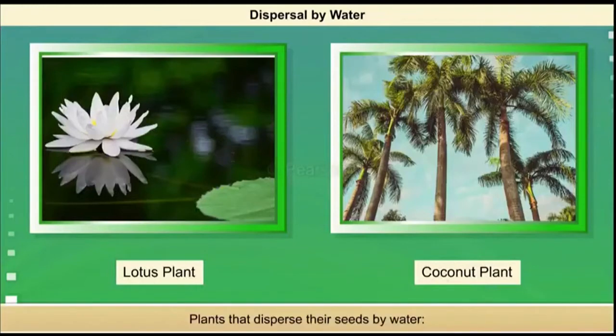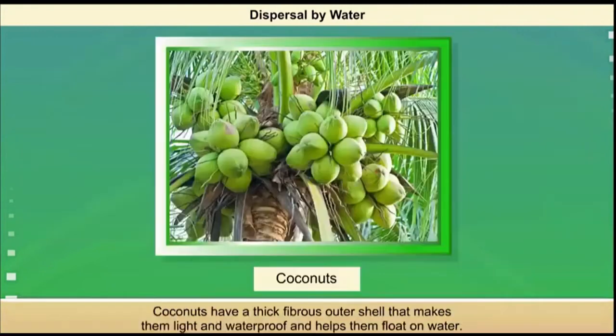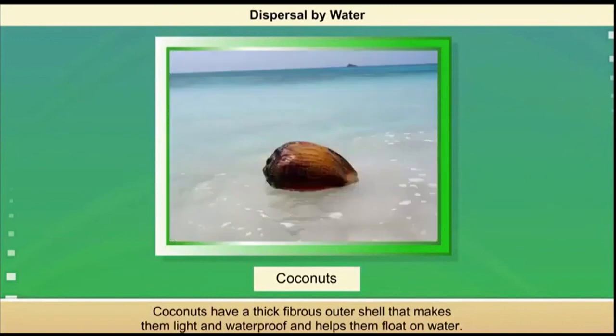Some plants that grow in or near water bodies, like lotus and coconut, disperse their seeds by water. The seeds of these plants are adapted to float on water. Coconuts have a thick fibrous outer shell that makes them light and waterproof and helps them float on water.